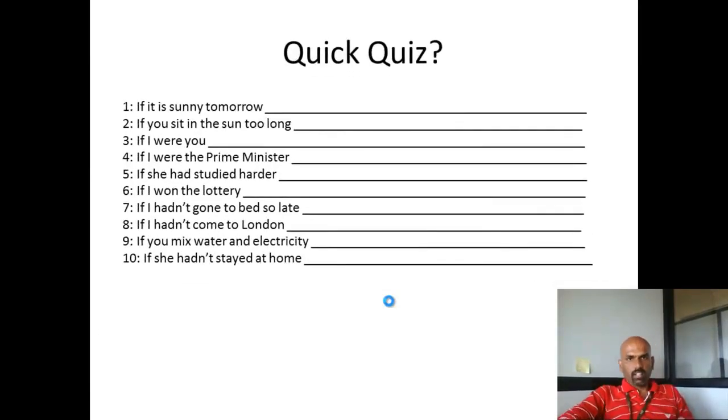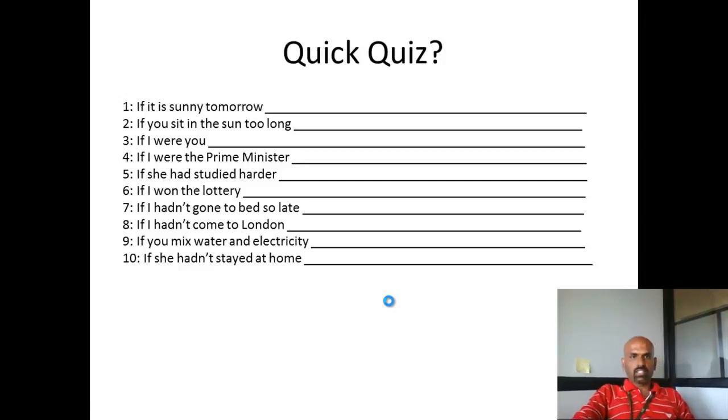And now let's come to the quick quiz. If it is sunny tomorrow, what can you use here? We sit in the sun too long. I'll give you the answer for those first two sentences. Remember, you have to identify. If it is sunny tomorrow, I will come out, or I will take a sun bath, in such a way.